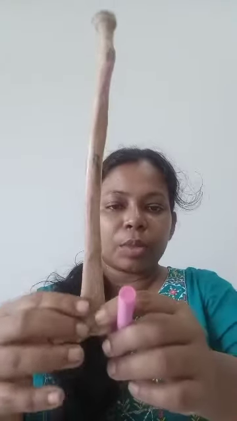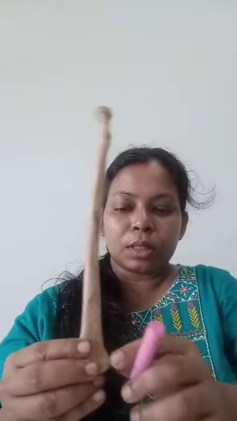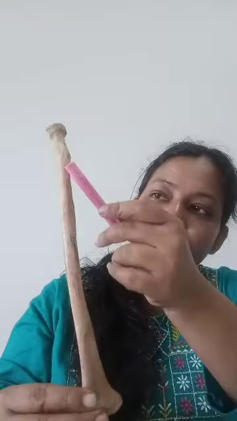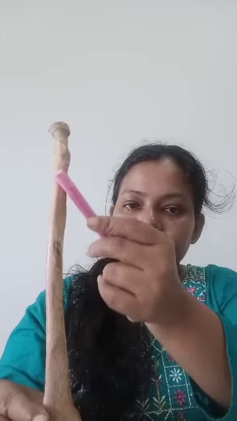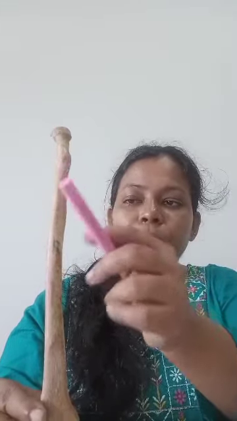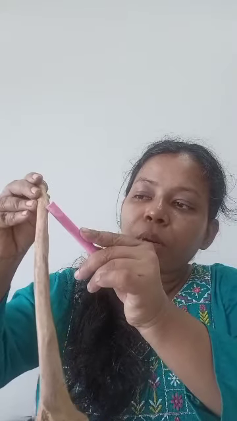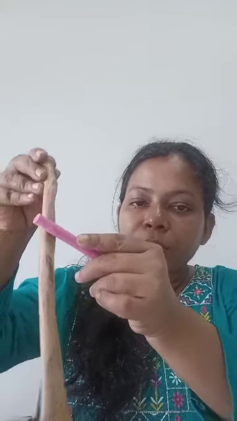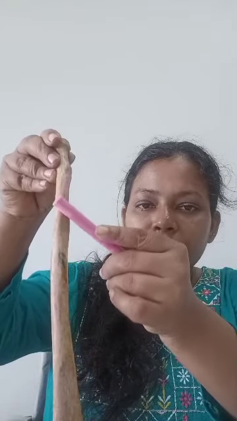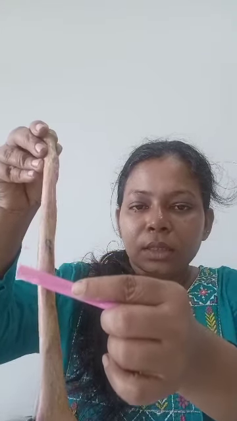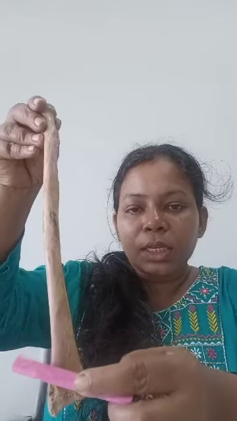Keeping it in anatomical position, we can see there are three borders and three surfaces for the radius. Starting from the radial tuberosity, from its lower part, one line is going obliquely downward, and then going down towards the styloid process.